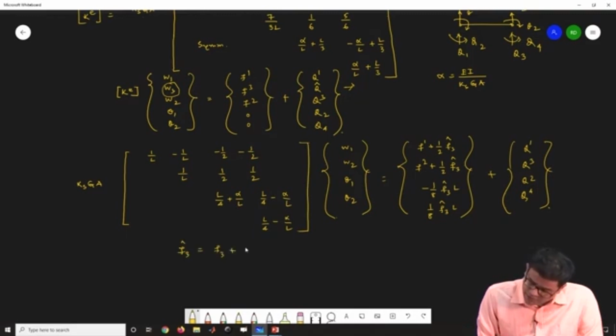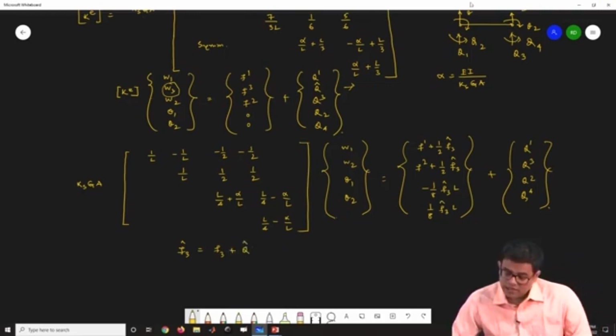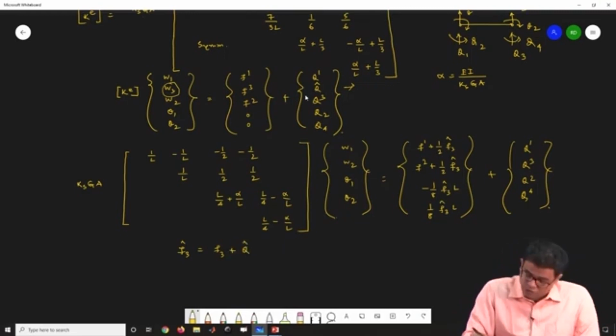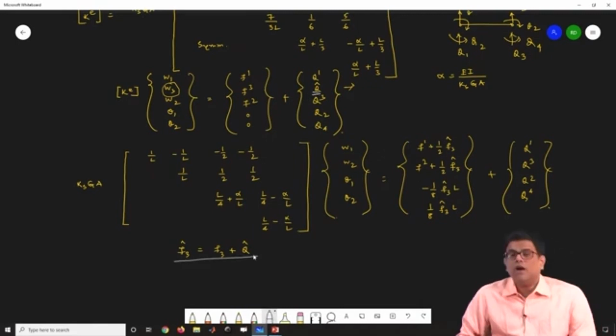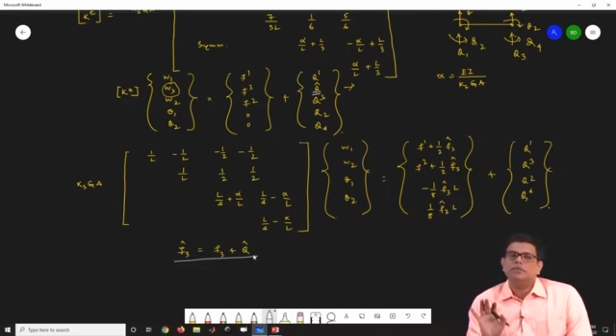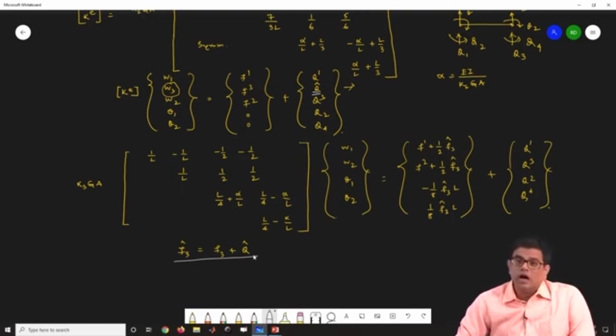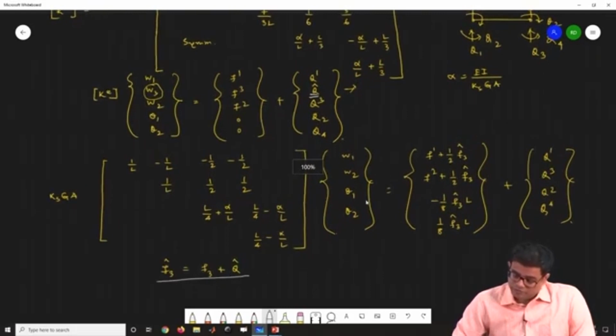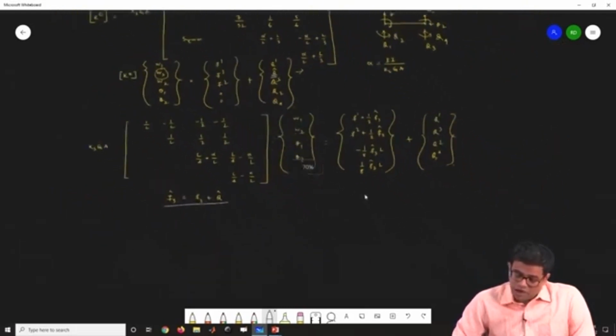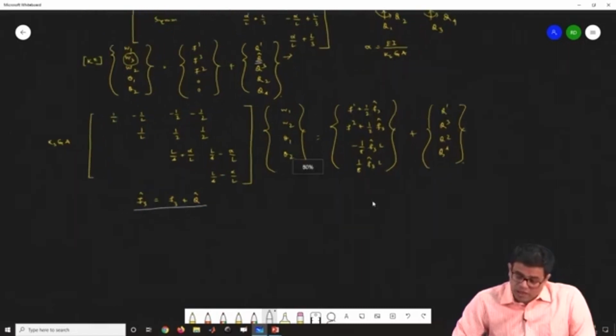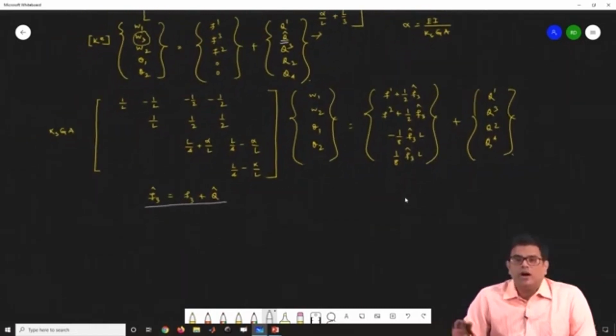Now here, F3 hat is F3 plus Q hat, that is the displacement component coming from here. So this term will come here. Now this is a similar kind of stiffness matrix that we observed in the Euler-Bernoulli beam, but this contains all of the Timoshenko theory of the beam. So this is one way of doing this.